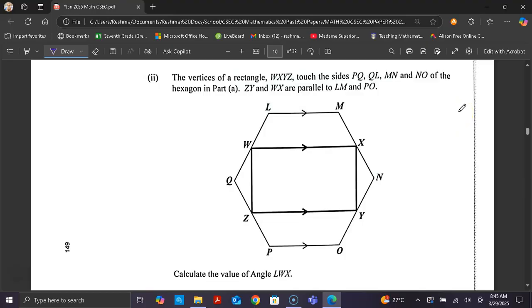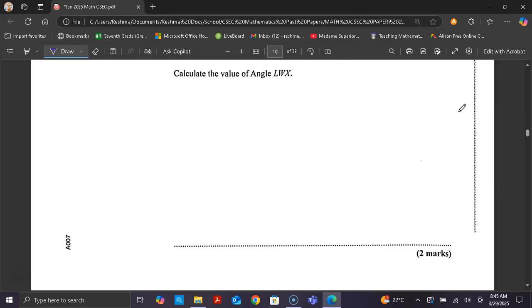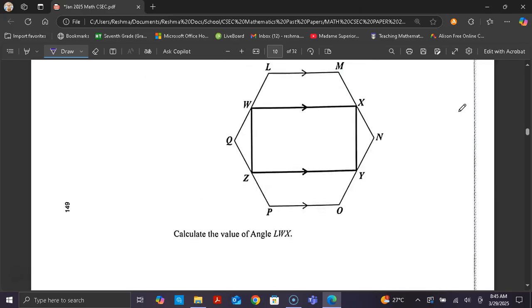The vertices of a rectangle WXYZ touch the sides PQ, QL, MN, and NO of the hexagon in part A. ZY and WX are parallel to LM and PO. So I'm going to calculate the value of angle LWX, and this is worth 2 marks.